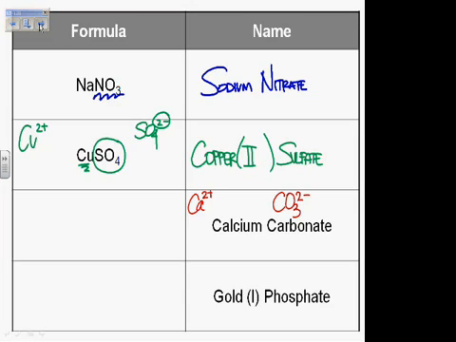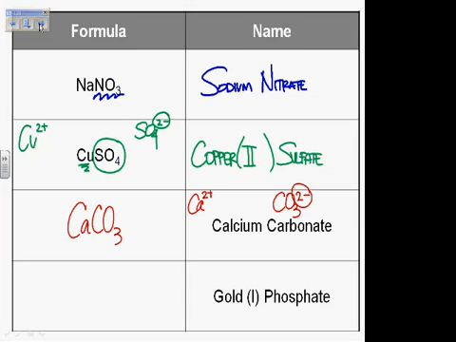So calcium's a +2 charged ion, and carbonate has got a -2 charge. It's 1 carbon and 3 oxygens. Together, they have a -2 charge. The -2 is going to perfectly balance out with our +2 calcium to make a compound that looks like that. 1 calcium and 1 carbonate make calcium carbonate.